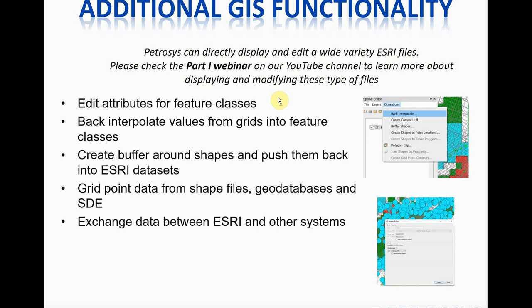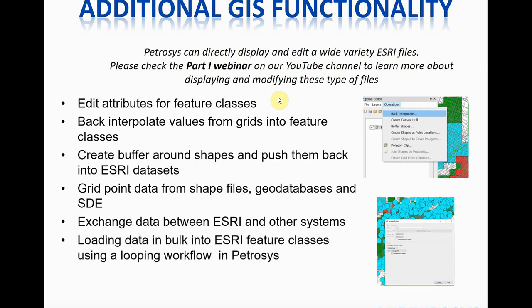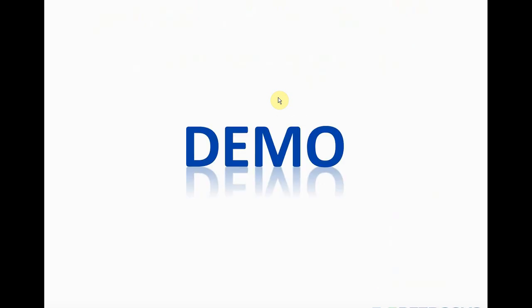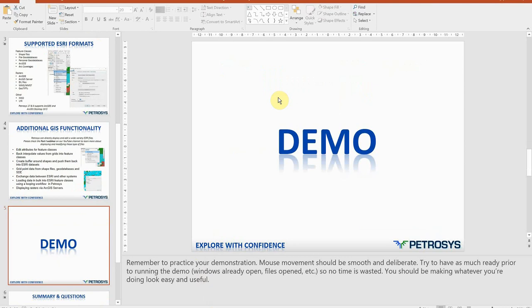I'll show you as well how to exchange data between ESRI and other systems, and we'll wrap it up with a small looping workflow where I'll show you how to load data in bulk into ESRI feature classes using a looping workflow in Petrosys, which is quite a popular functionality within Petrosys. And I'll show you as well how to display a raster via ArcGIS Server. So we are ready to start our demonstration.